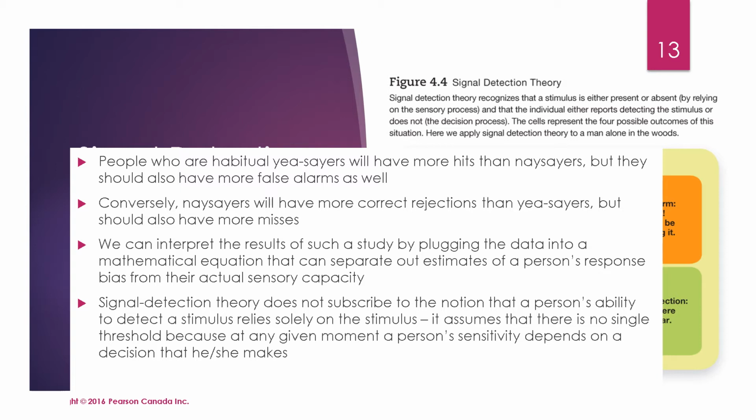So signal detection theory does not subscribe to the notion that a person's ability to detect a stimulus relies solely on the stimulus. It assumes that there is no single threshold, because at any given moment, a person's sensitivity depends on the decision that he or she makes: whether to say that they did see or hear or smell or taste something, or whether they say that they did not.